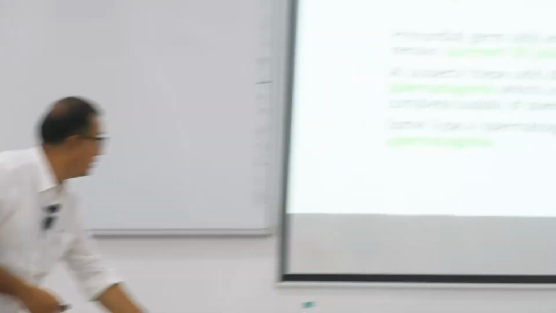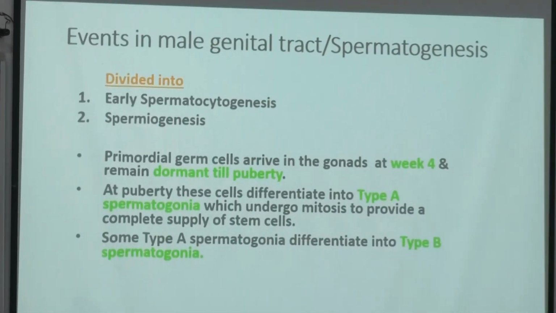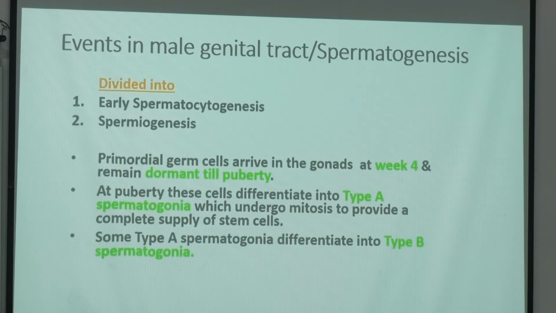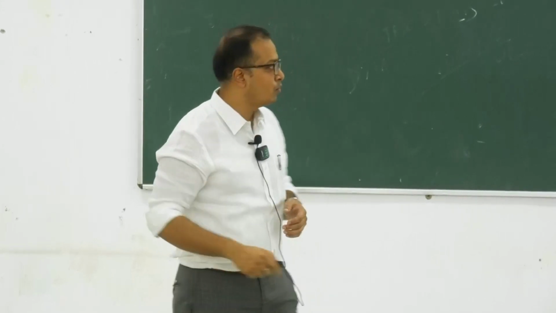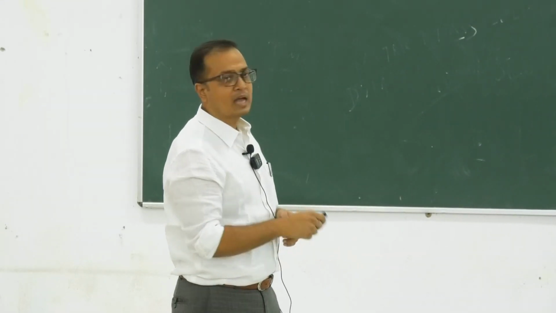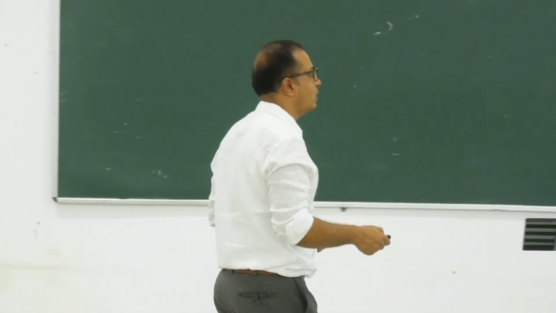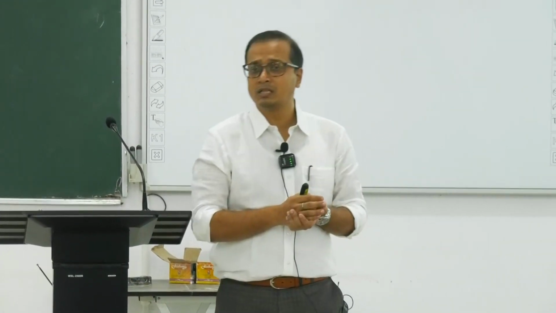Then we move into the different types of formation of gametes in male and female gamete production. We call them spermatogenesis and oogenesis. Now let's take one at a time. In the male genital tract, we have spermatogenesis. Spermatogenesis can be divided into two phases, or two halves. The first half we call spermatocytogenesis, and the second half, which is a differentiation or transformation, we call spermiogenesis. So there is a sequence of things happening in the spermatogenesis process.